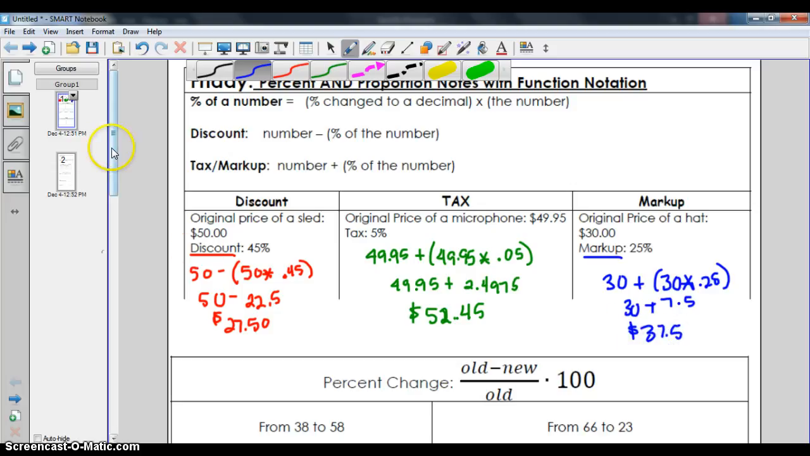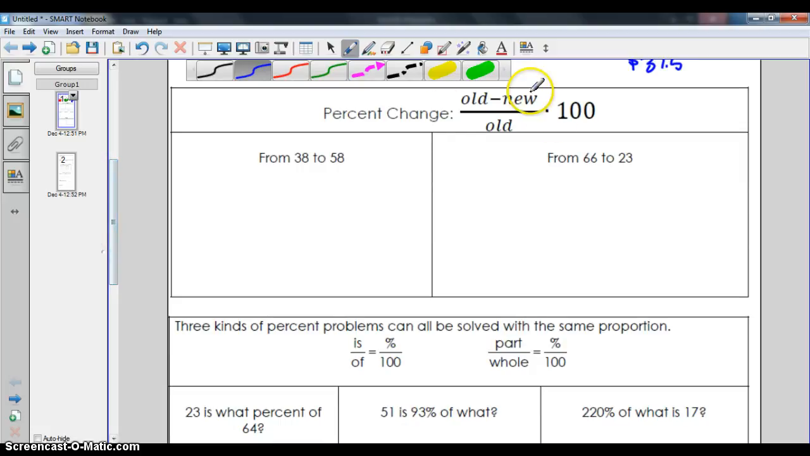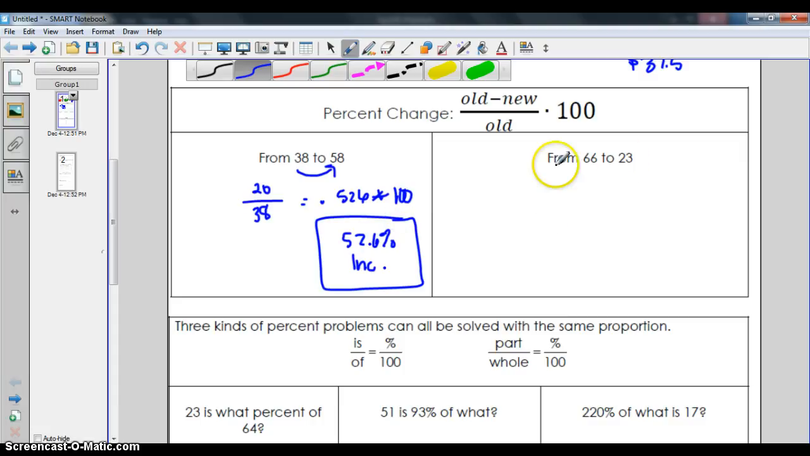All right, so for our percent change, it's actually the difference between your numbers divided by the original amount. So our difference here is going to be 20, and the original is 38 because we're going from 38 to 58. That's our new number. So 20 divided by 38 is going to give us 0.526, but that's not the percent. We have to then multiply it by 100 to get the percent. So it's 52.6%, and this is an increase because we're going from 38 to 58. We're increasing.